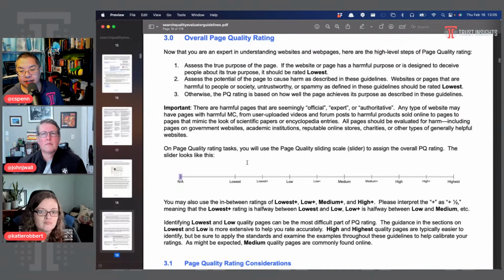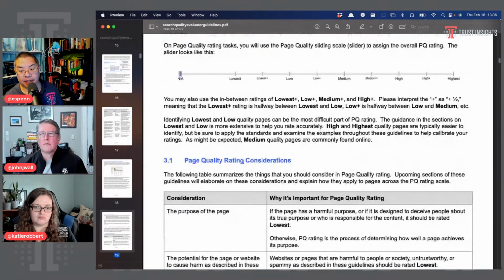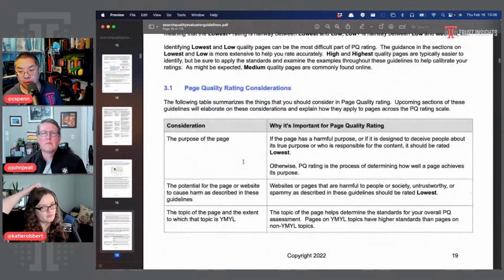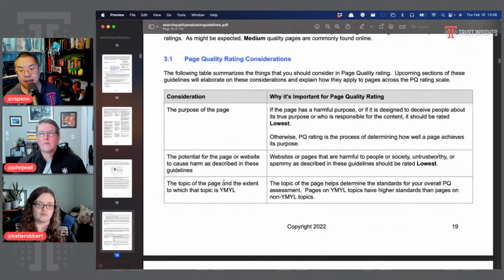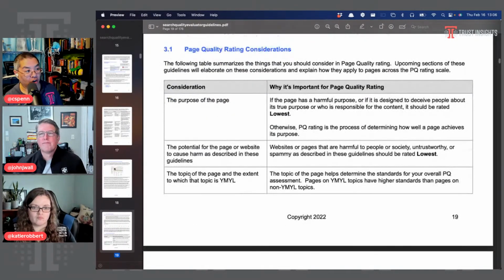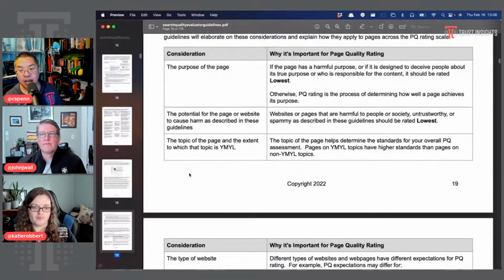There's a sliding scale, and you can see this on the screen here. For those who are just listening to the audio, there's this nice little sliding scale, and this is actually part of the interface that Google uses for page ratings. And you would select through pages based on these things: the purpose of the page, what is its intent, the potential for the page to cause harm, the topic of the page.